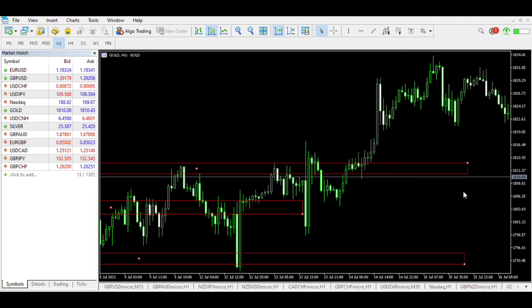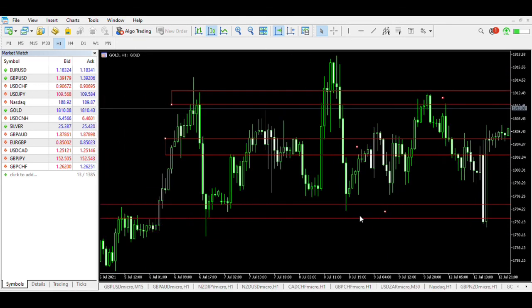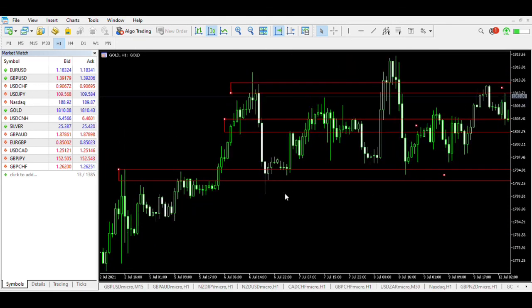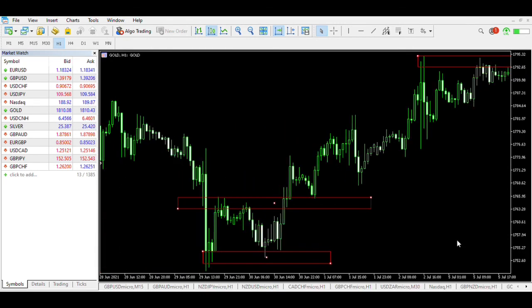So that's basically how you would go about identifying structure of the market. Whichever strategy you use, you need to take into consideration how the structure of the market actually works.